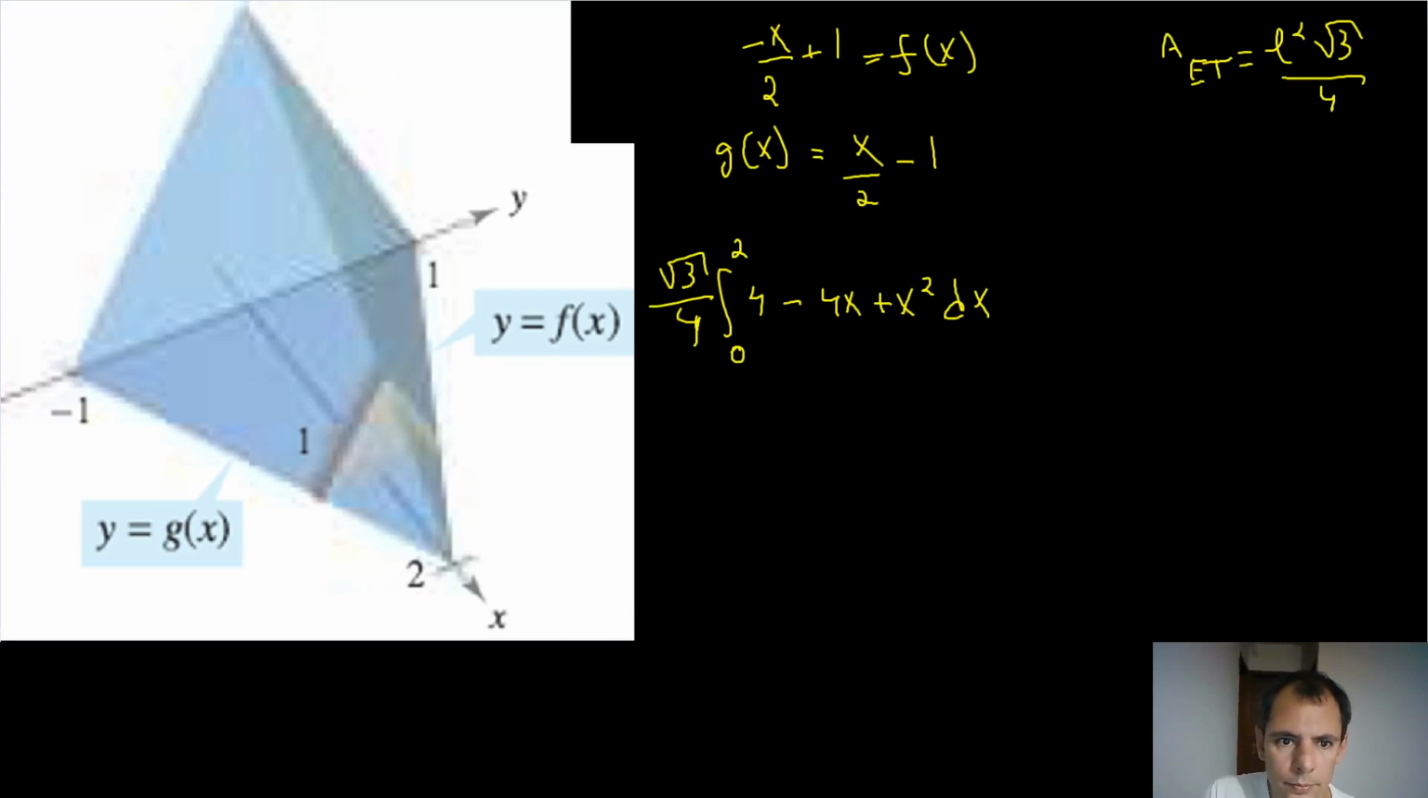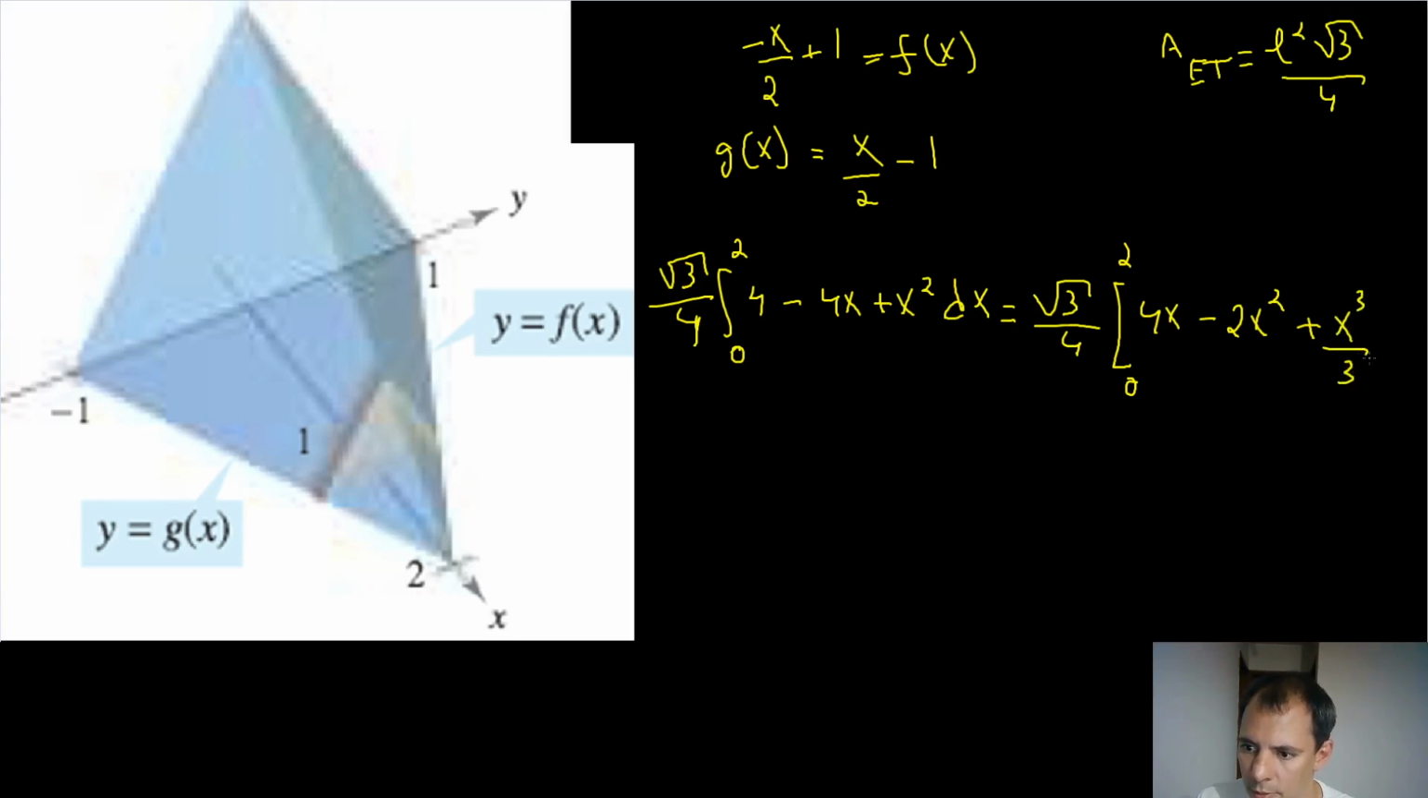And now we're going to integrate this stuff, so it's going to be square root of 3 divided by 4 times from 0 all the way to 2, okay, of 4x minus 4x squared divided by 2 minus 2x squared, okay, plus x cubed divided by 3. Okay, you see that you got an x in here, so if you plug 0 anywhere here, it's just going to be 0. You don't have to worry about the negative part. Let's just worry about the positive part.